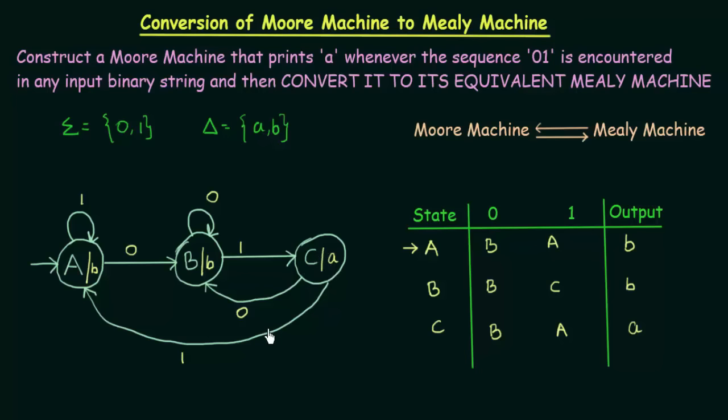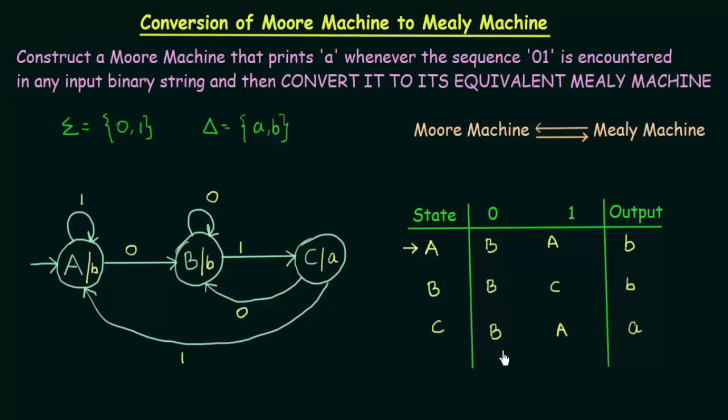We have three states A, B, C, and on getting inputs 0 and 1, this is where the states go to and this is the output that it gives. For example, let's see state A: on input 0, state A goes to state B, and on input 1, state A goes to A itself. And what is the output associated with state A? It is B, so here we have written B. In the same way we have done it for the states B and C. So this is the Moore machine that we have.